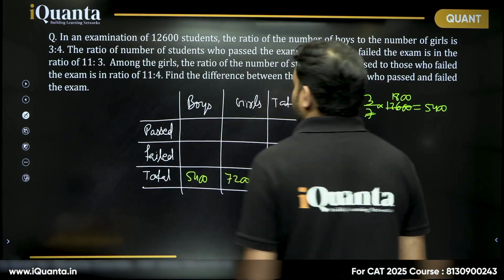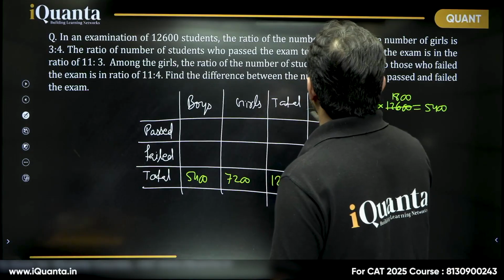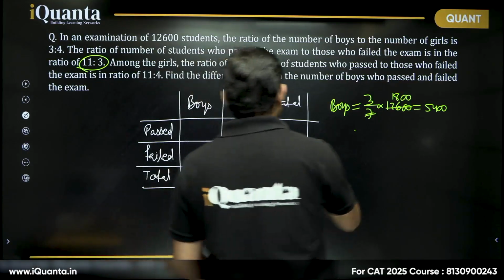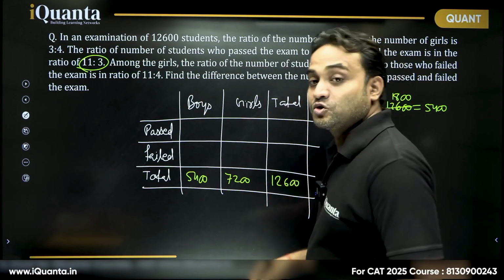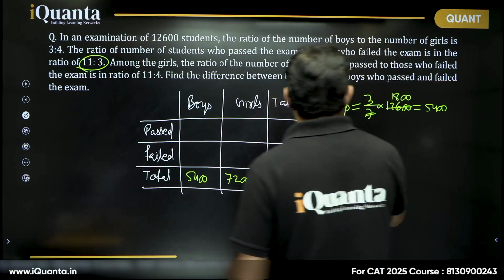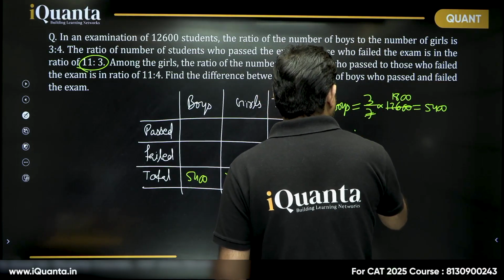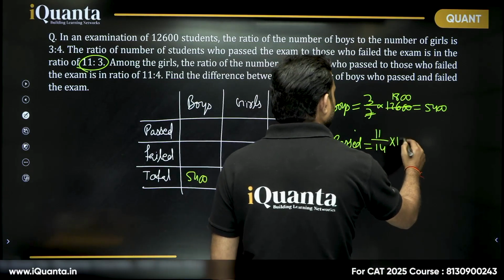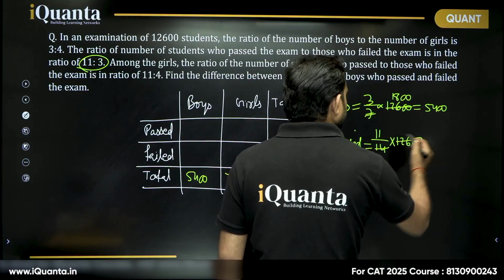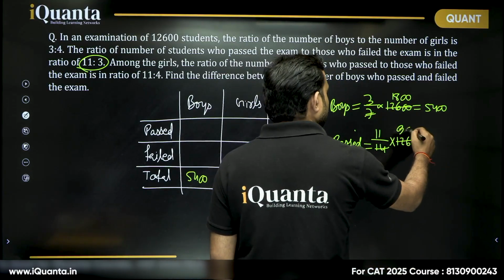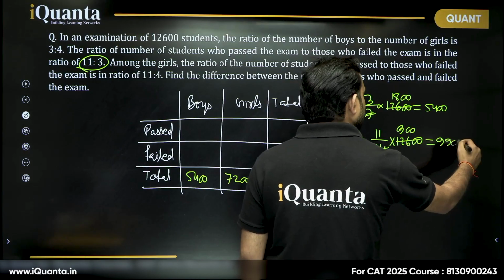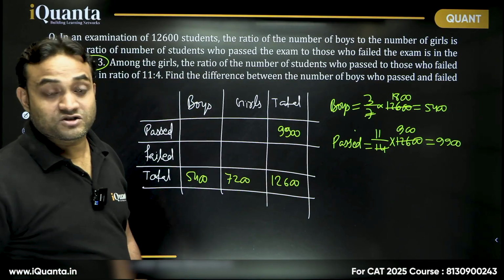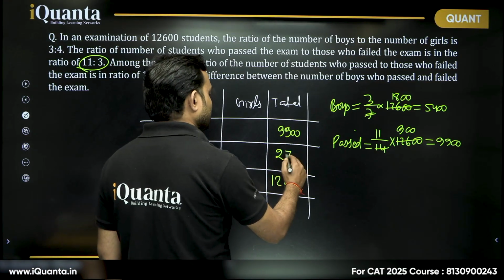Now it says that number of students who passed and who failed are in the ratio 11:3. Again, this is 11y, this is 3y, total it will be 14y. So what we can say, number of students passed will be equal to 11 out of 14 of 12,600. 14 into 9 is equal to 126. So 9,900 students passed this exam and the rest of them, which is 2,700, failed this exam.